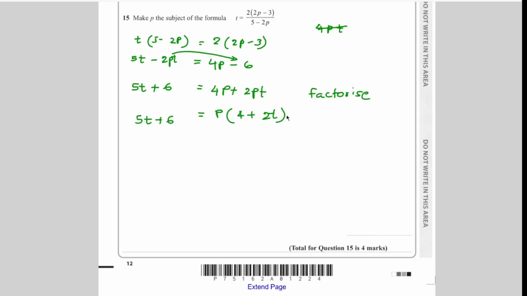I need to get rid of this 4 plus 2T. This is connected with multiplication. There is a hidden multiplication sign. Then if I want to send this one to this side, I need to divide it. So let's divide this one, 4 plus 2T. Dividing both sides by 4 plus 2T. Then let's divide this side by 4 plus 2T.